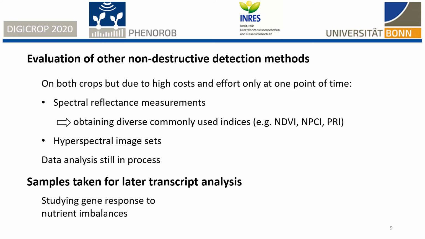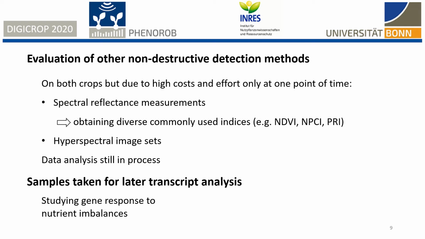Besides RGB imaging, we also evaluated other non-invasive detection methods. Spectral reflectance measurements with so-called polypen handheld resulted in diverse commonly used indices like, for instance, NDVI, NPCI, and PRI. We also generated hyperspectral images of all genotypes and nearly all treatments. But due to high costs and efforts, we could not conduct these measurements as comprehensively as the RGB imaging. The obtained data are still in process.